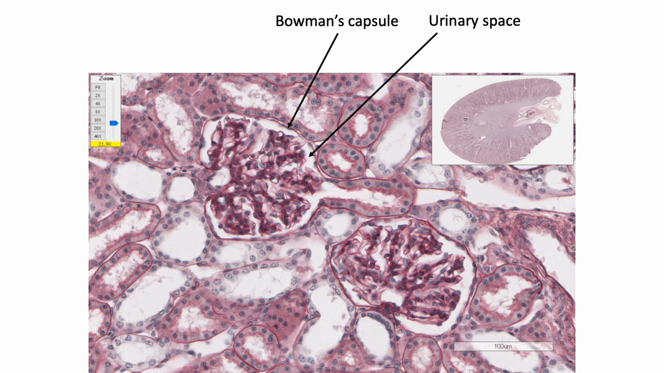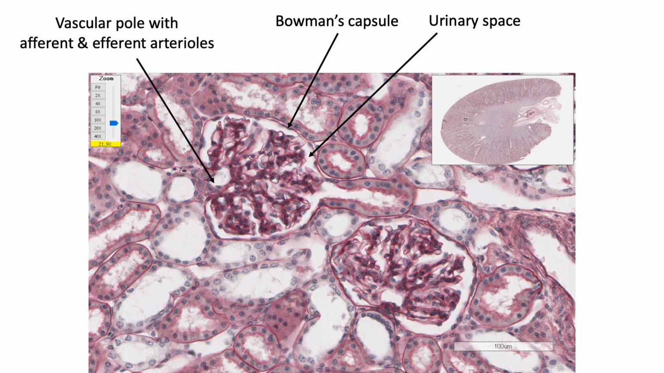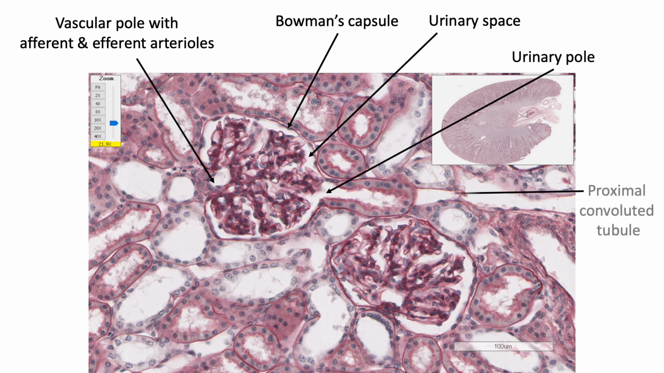At the vascular pole of the renal corpuscle, an afferent arteriole feeds the capillaries of the glomerulus and an efferent arteriole collects the blood from these capillaries. At the opposite urinary pole of the corpuscle, the urinary space of Bowman's capsule continues with the lumen of proximal convoluted tubule.